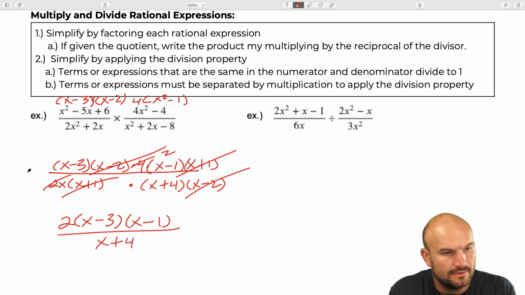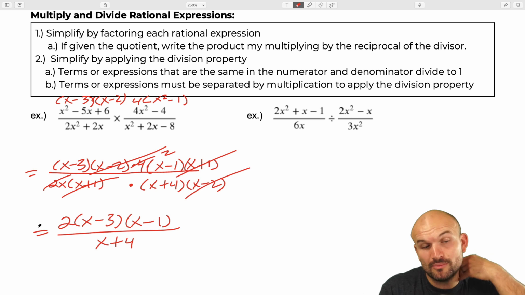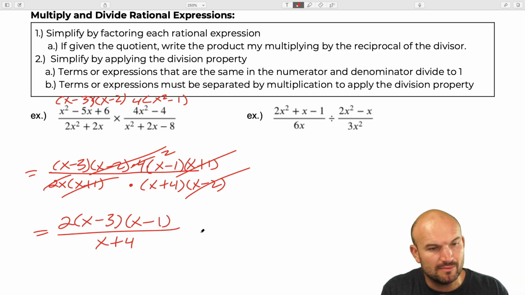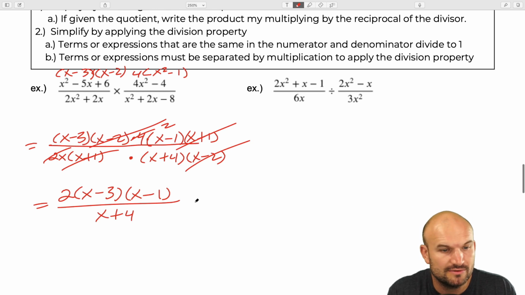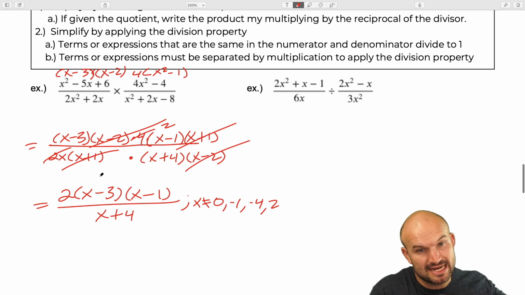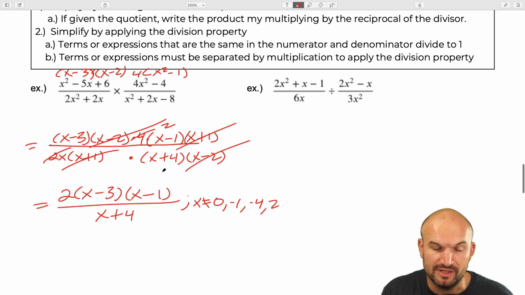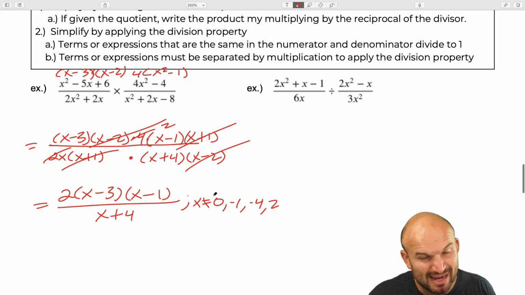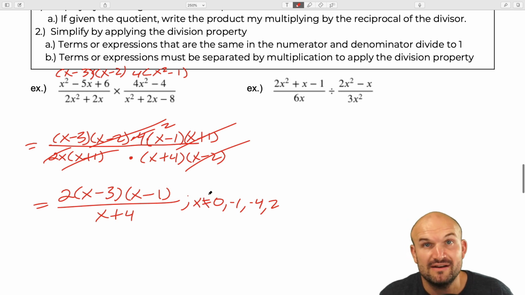Okay? But then again, we need to go back through our excluded values. So what were all the numbers that made our denominator equal to 0? So we can say x cannot equal 0, -1, -4, and 2. So all these values made the denominator equal to 0. So therefore, we have to exclude them as defined values.